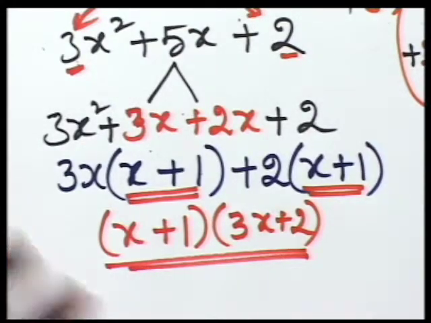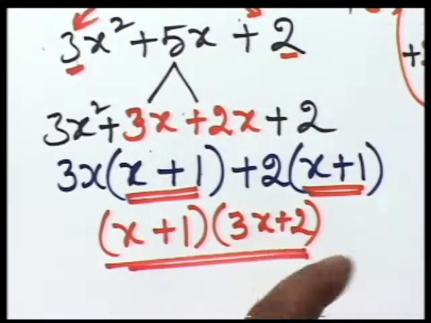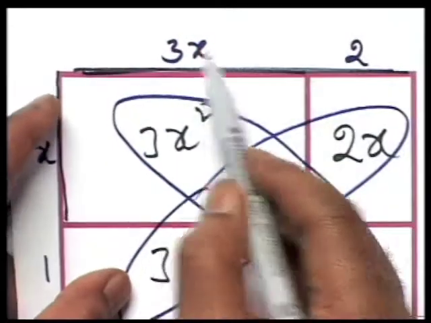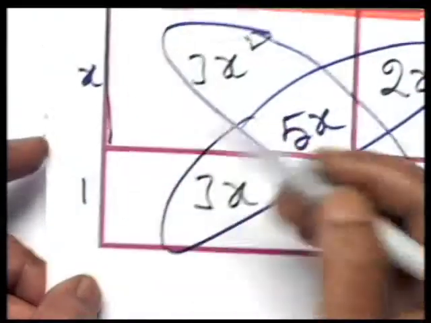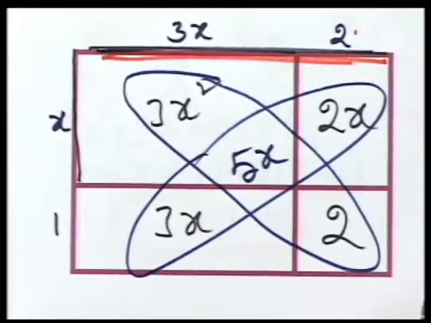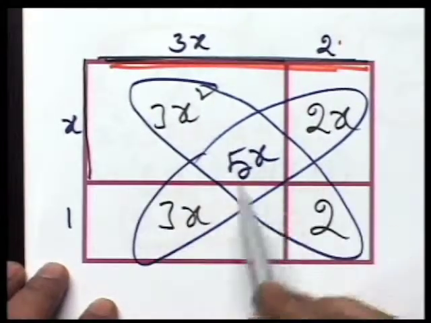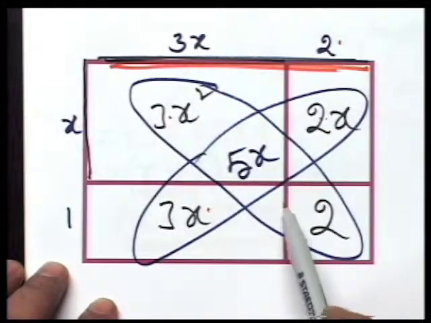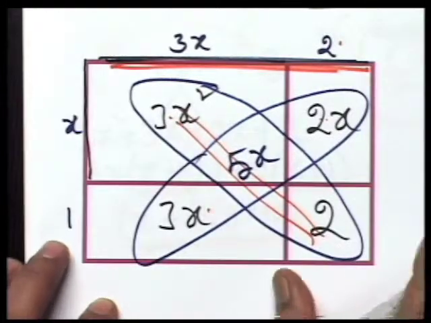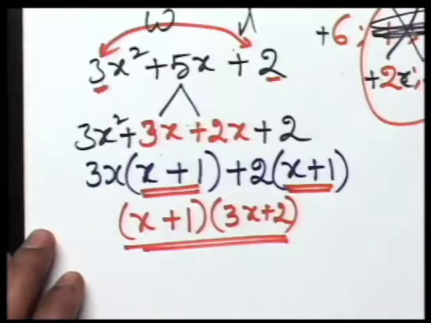Are we correct? Yes. We chose the 3x plus 2 as the length. Watch there, 3x plus 2 is the length of the rectangle, and x plus 1 is the width of the rectangle. Okay, that's how. So we multiply each part there and then add, we get our question, which is 3x squared plus 5x plus 2.